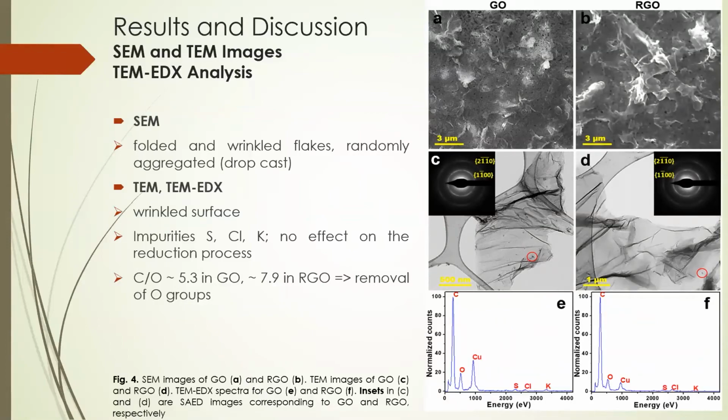The images obtained by scanning electron microscopy and transmission electron microscopy for a sample drop-casted on a glass surface show folded flakes with a wrinkled surface, randomly aggregated. The energy dispersive X-ray analysis showed the presence of some impurities from the graphite oxide synthesis, like sulfur, chlorine, or potassium, with no effect on the reduction process. Moreover, the carbon-oxygen ratio increased from 5.3 in GO to 7.9 in RGO, which again confirms the removal of the oxygen groups.